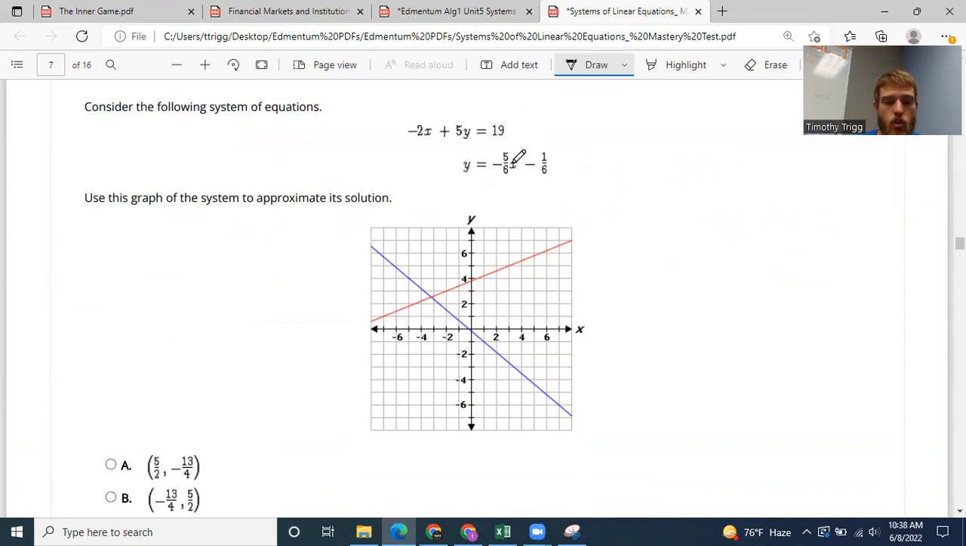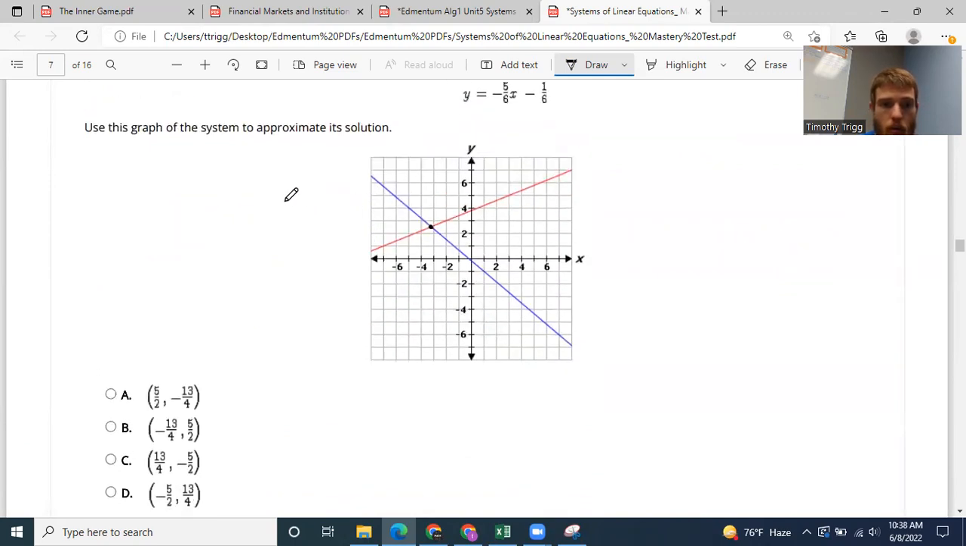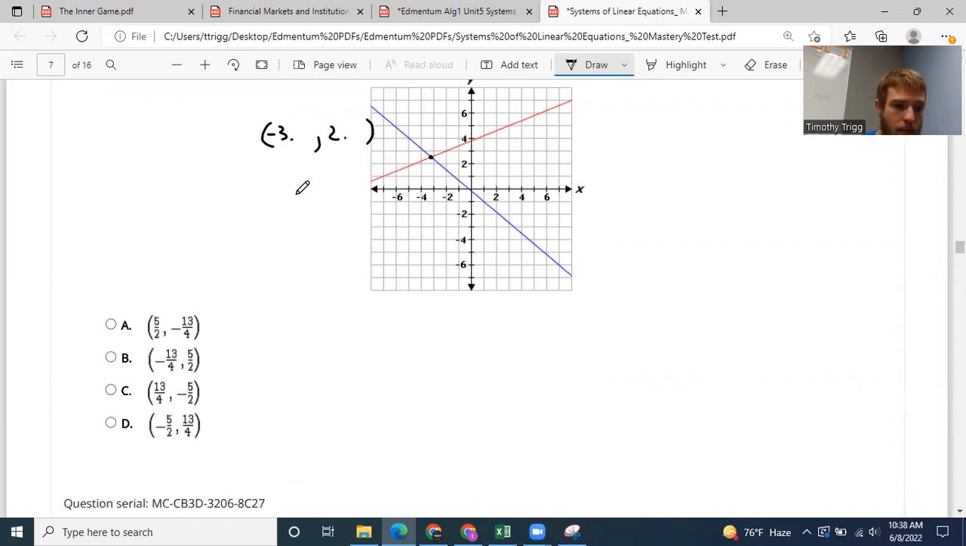So here we have these two equations. We have them graphed here. What is the solution here? Well, it looks like it's between -4 and -3 here. So maybe -3 point something for the X. And then for the Y, it's between 2 and 3, right? So comma 2 point something. Okay. So I know it's negative something, then positive something.